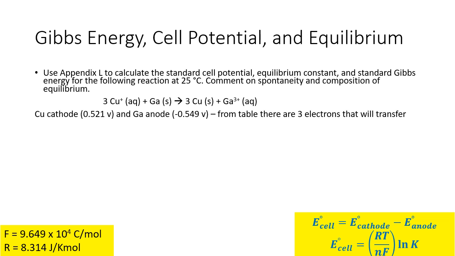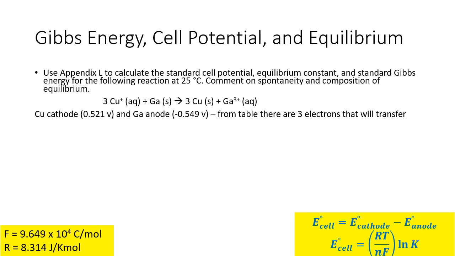Use Appendix L to calculate the standard cell potential, equilibrium constant, and Gibbs energy for the following reaction at 25 degrees Celsius. Comment on the spontaneity and composition of equilibrium. So we have an equation with copper and gallium which moves 3 electrons. Where do I get that? I get that from the fact that gallium goes from 0 to 3+, so we must have moved 3 electrons to make that work. Just look at the oxidation state.